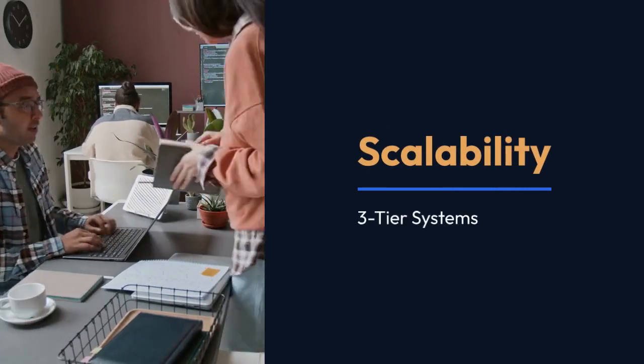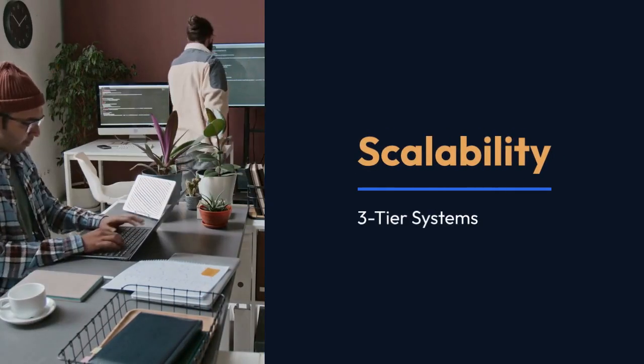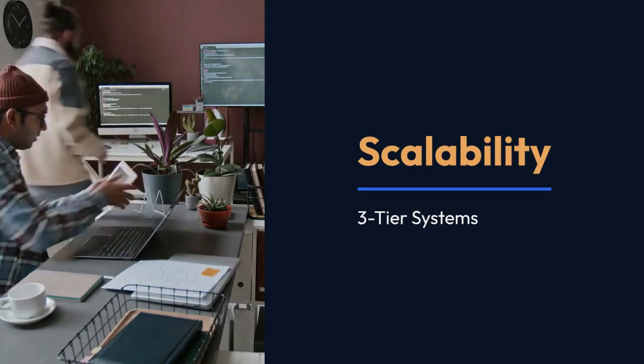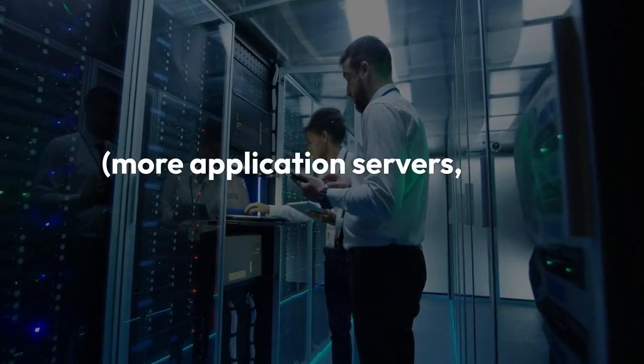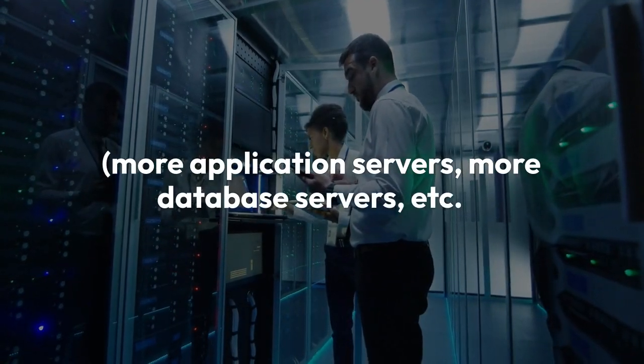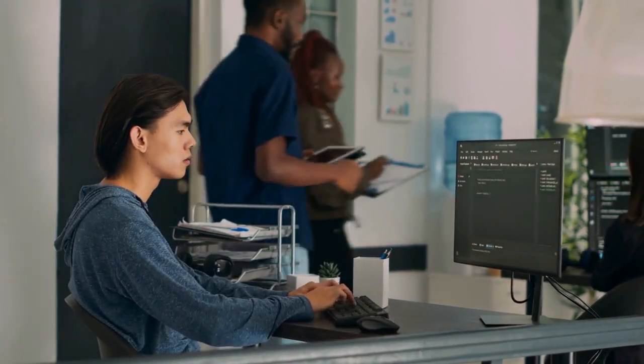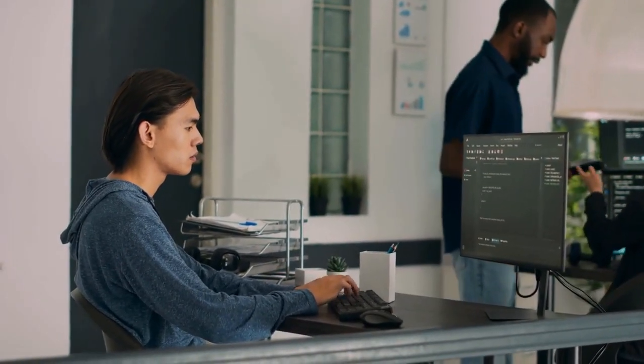5. In terms of scalability, three-tier shines brighter. It's easier to scale a three-tier system by adding more servers to individual tiers as needed. More application servers, more database servers, etc. MVC, being primarily a design pattern, doesn't directly address this level of scalability.